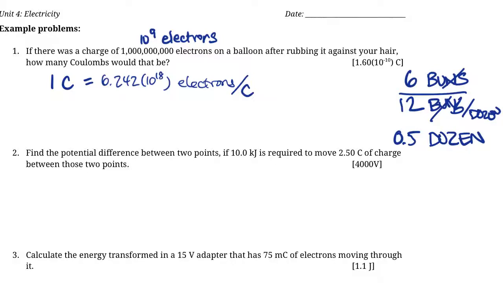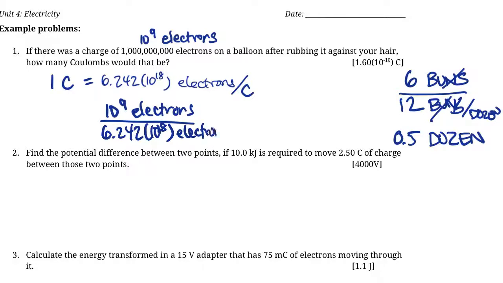So it's the same thing with the electrons. Basically, we can think of the dozen as our coulomb, our definition of a coulomb. So we're going to have 10 to the 9 electrons over 6.242 times 10 to the 18 electrons per coulomb. And what's going to happen, these electrons are going to cancel out, the coulomb's going to go up to the top, and if we do that, we get the answer of 1.60, if we round to 2 decimal places, times 10 to the negative 10 coulombs.